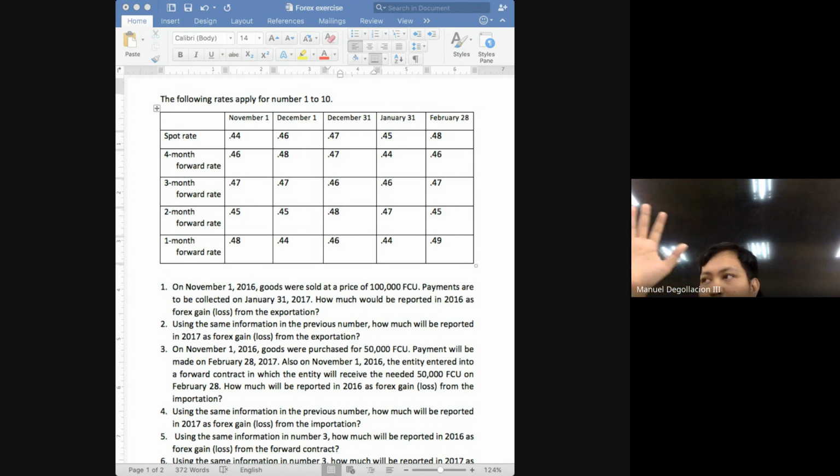And what rates were we using here? Just the spot rate. And what was the challenge on our part in this problem, which really was not a challenge? Simply knowing that we will be using the November 1 spot rate on November 1, and we will be using the December 31 spot rate on December 31.